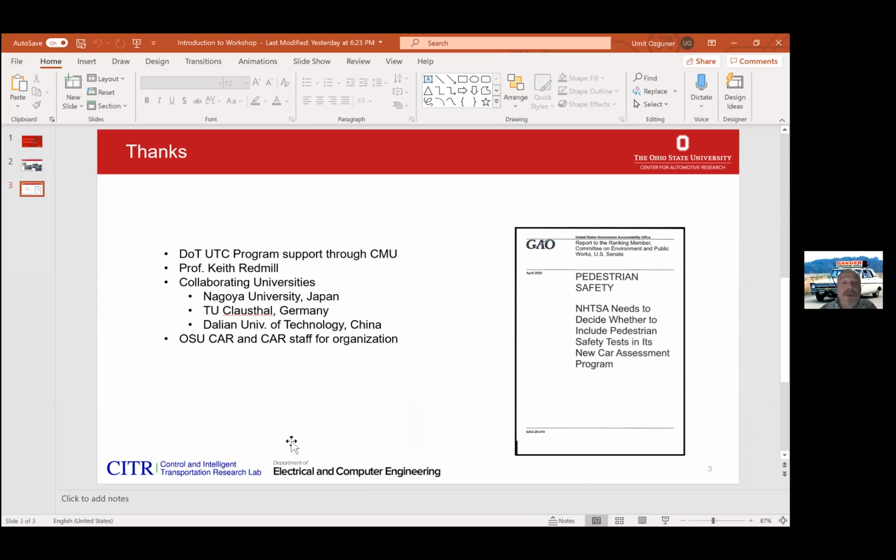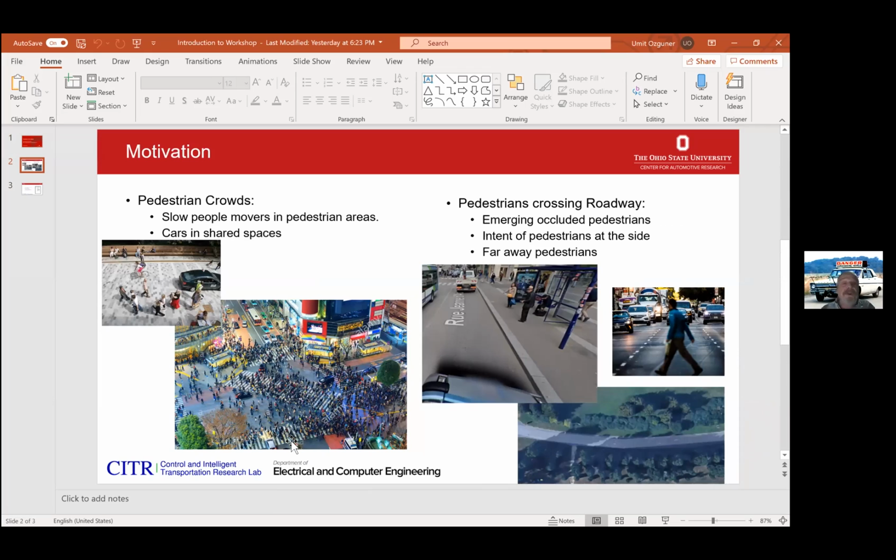Let's see. I'd like to give just a very brief introduction of the motivation. I started on this, and my group started on this work looking mostly at pedestrian crowds and the dynamics of purely pedestrians. And the relationship to transportation has been that we're interested in slow people movers in pedestrian areas. And then we got into cars and shared spaces. And you can see two pictures that reflect that on your screen.